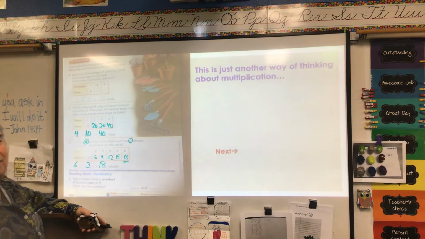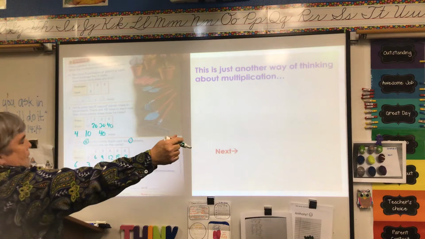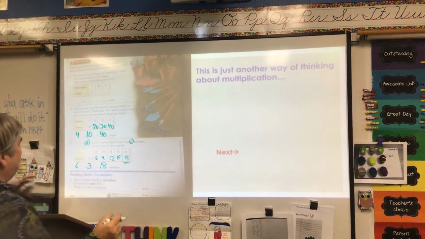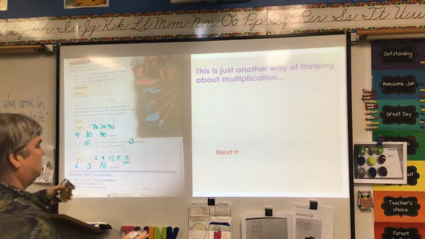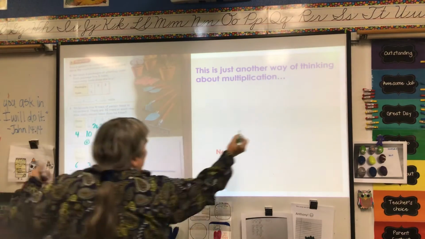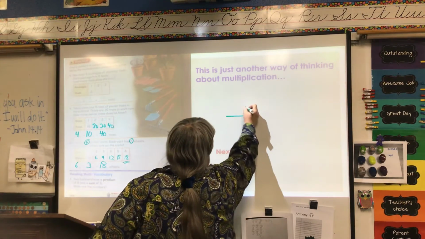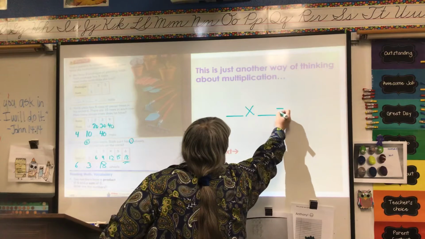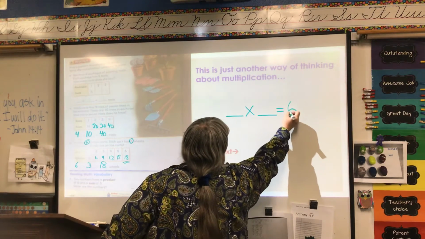Oh, then I have it in the wrong place. Here's my hand. You can see my hand. Okay, 2 numbers have a product of 6. So that means when I multiply them, the answer is 6.